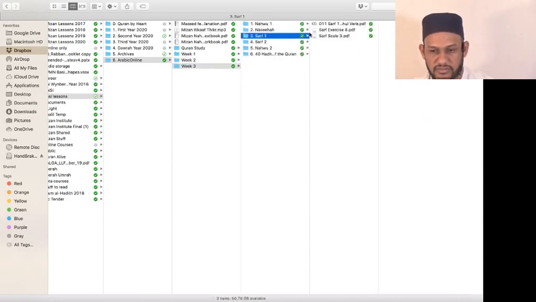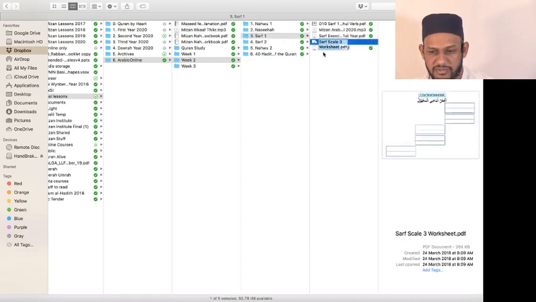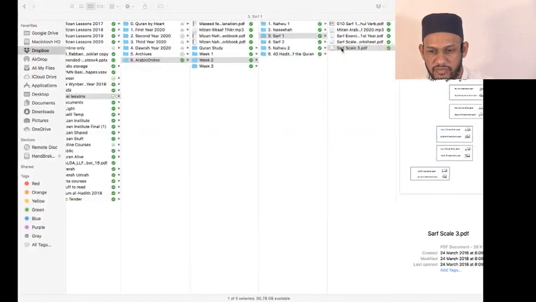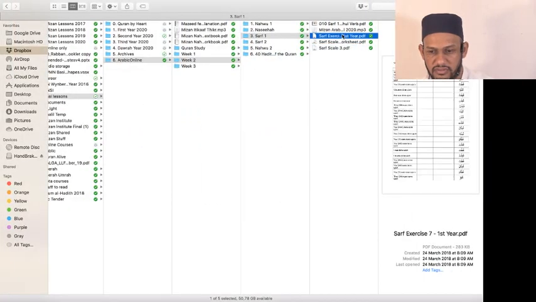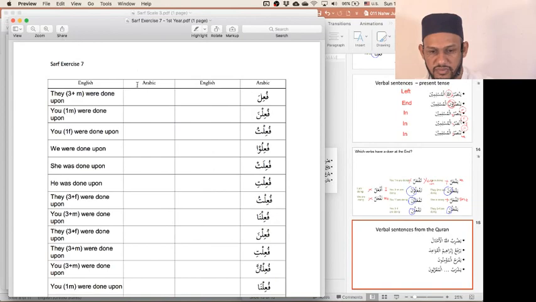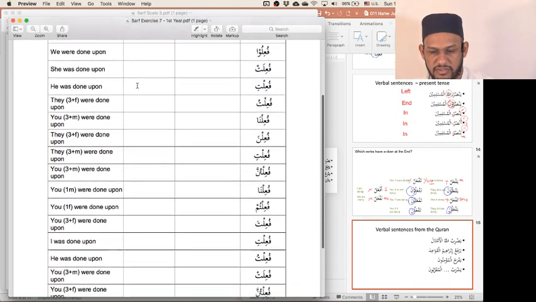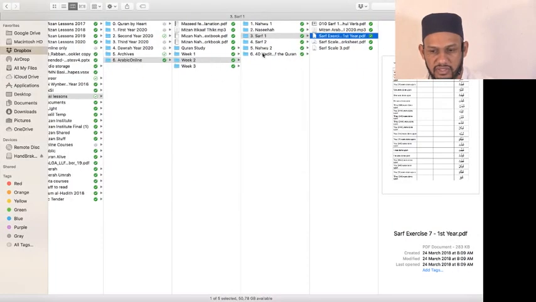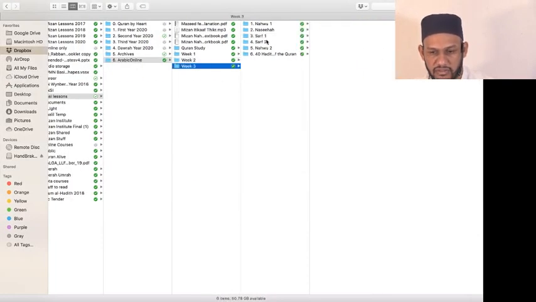Last week you had homework to do. Your homework was to write out the scale for Fu'ila and Duriba and Nusira. And then you also had to translate exercise 7. I won't go through this now. Let's leave it for now, inshallah. We'll send you the answer sheet for that. But let's go through week number 3, Sarf 1.